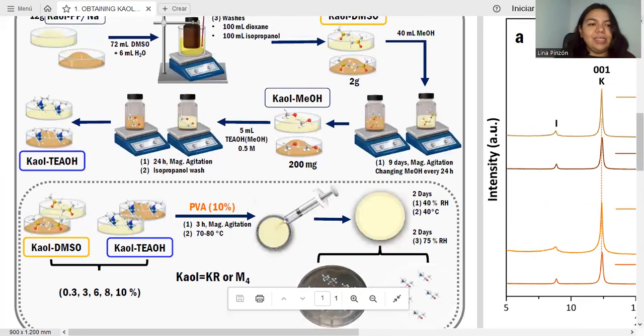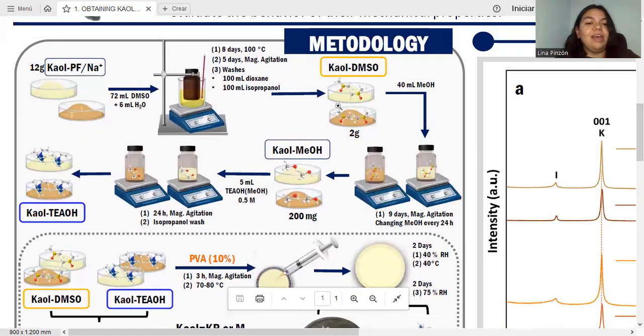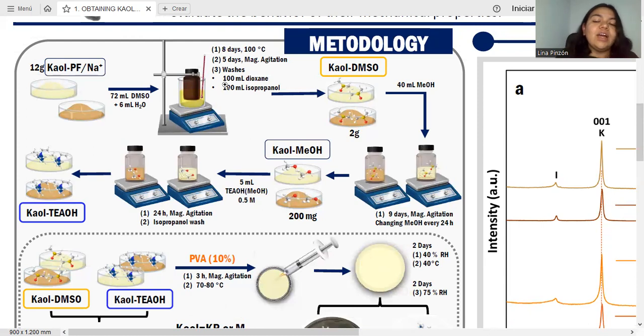In the methodology, initially, a purification process was carried out with sodium hexametaphosphate and homogenization with sodium. Then the intercalation process was carried out. The first one used DMSO at a temperature of 100 degrees Celsius for 8 days, then the temperature was removed and stirring continued for 5 more days. The product was washed with dioxane and isopropanol.